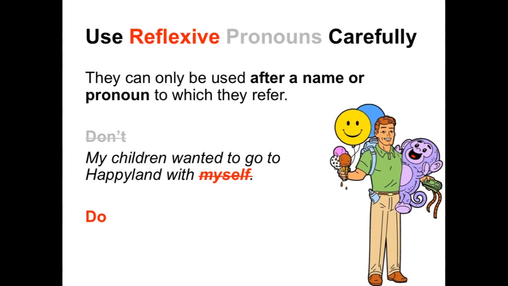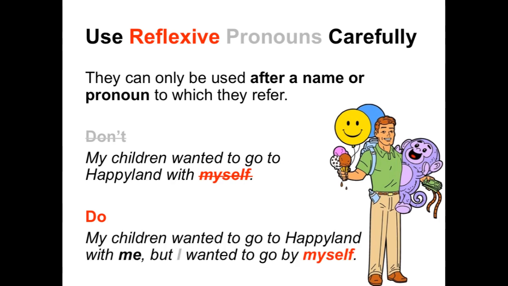And here's an example of a reflexive pronoun being used correctly. My children wanted to go to Happy Land with me, but I wanted to go by myself. Since the subject of the second clause is I, myself is being used here correctly. It is reflecting back to the subject I. I wanted to go by myself. And that is how reflexive pronouns are used. They're not just fancy forms of me or my. They're to be used specifically when they refer back to the subject of the sentence.